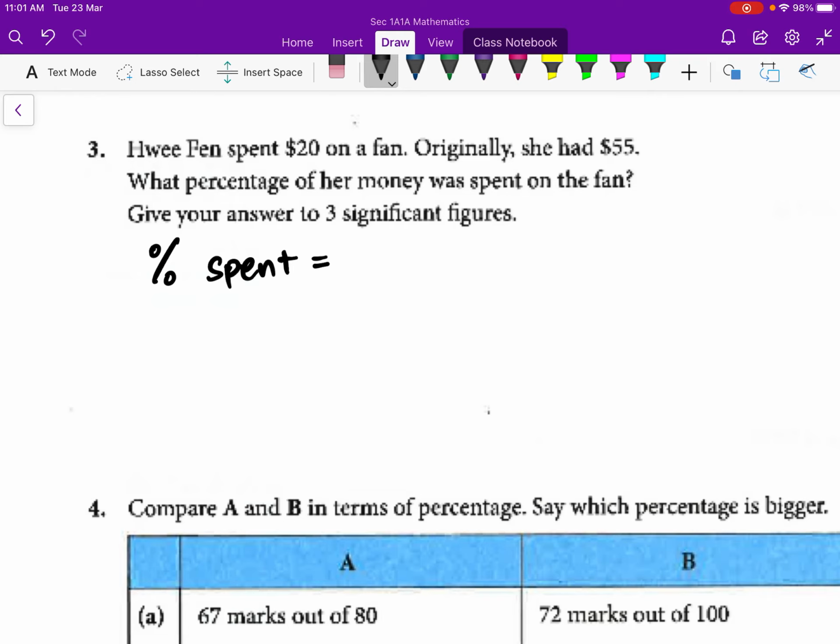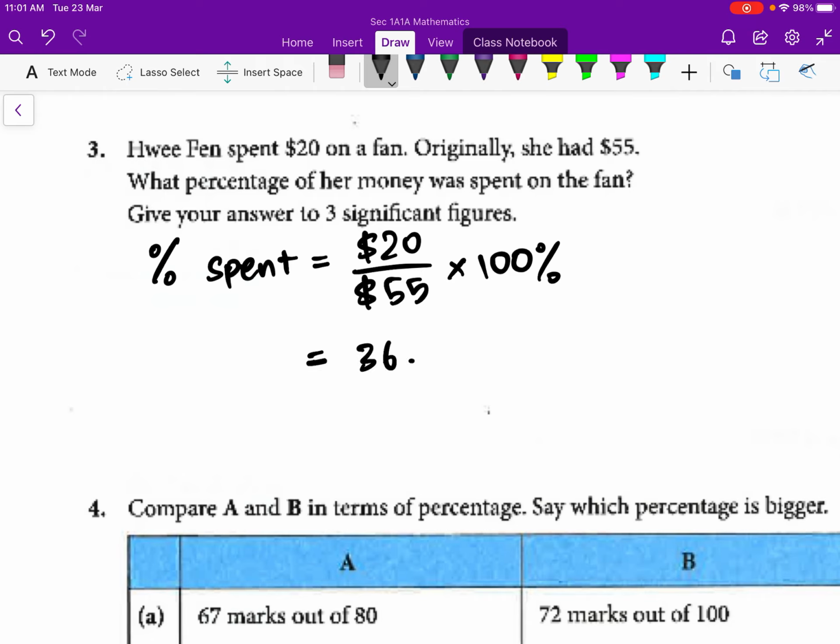$55 equal to 100%, no? Okay, hang on over there. So percentage spent. How much did she spend? $20. Out of how much? Out of $55. Times 100%.